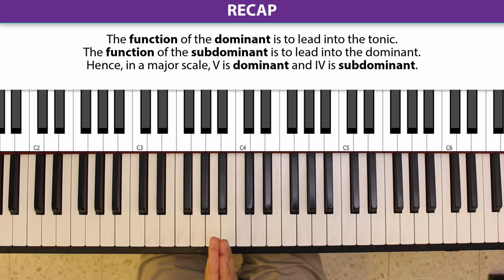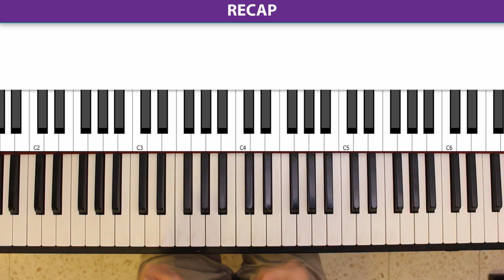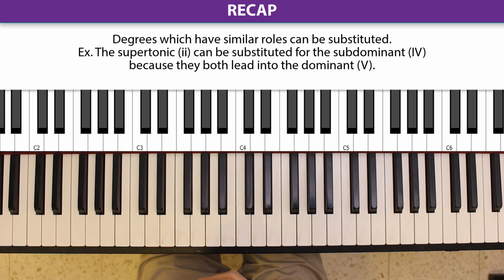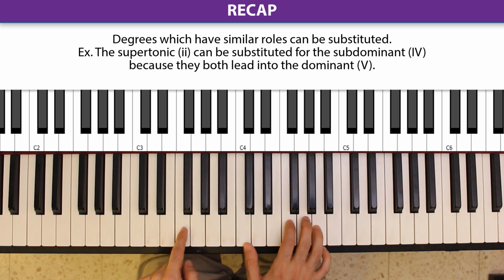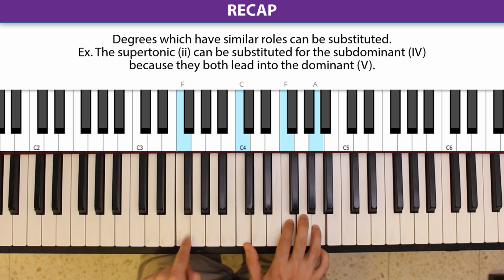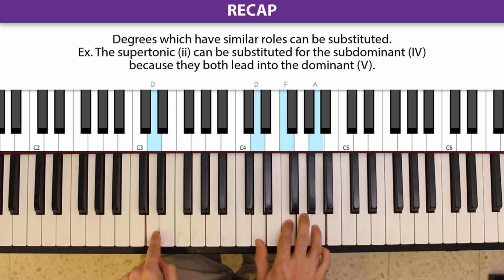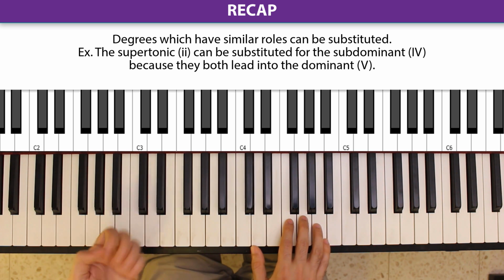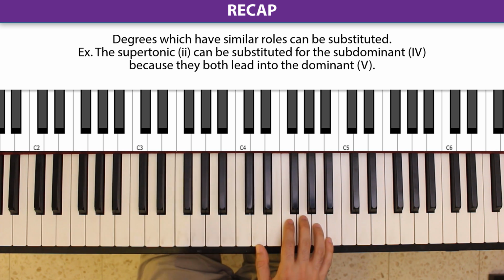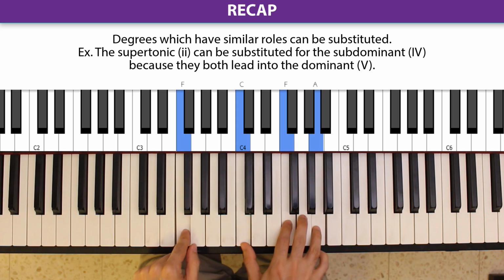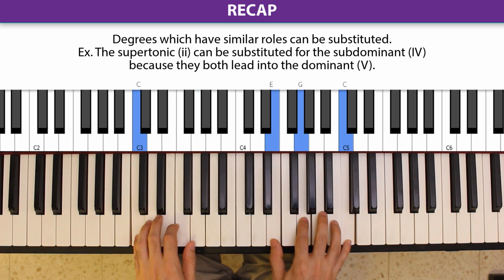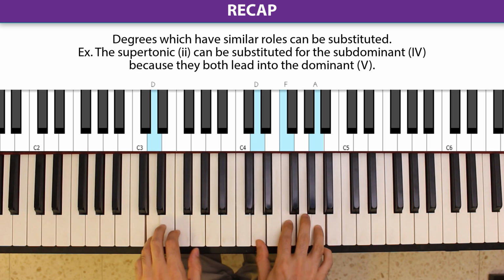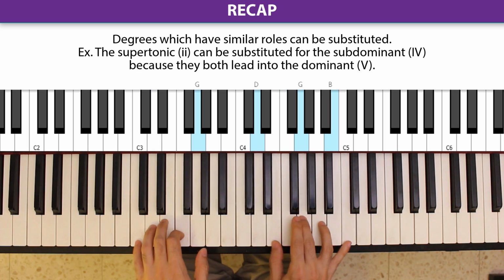And we've also remarked that we can do chord substitutions because some of the other degrees share the same harmonic role. For example, a substitute for the subdominant, the 4, is the supertonic, the 2 minor, because both of them lead into the dominant. So we could have either subdominant, dominant, tonic, or supertonic, dominant, tonic.